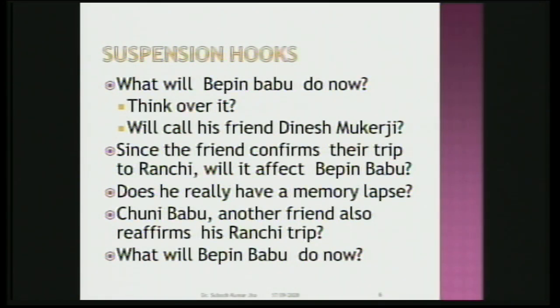Or will he call his friend Dinesh Mukherjee? Because Parimal Ghosh, the stranger, for confirmation told him, yes, you stayed with your friend Dinesh Mukherjee. So obviously, this is the clue. He can confirm with Dinesh Mukherjee whether he had ever been to Ranchi or not. And when he confirms, Dinesh Mukherjee tells him, yes, we had been to Ranchi 6 years ago. Now, how will this revelation affect Bepin Babu?